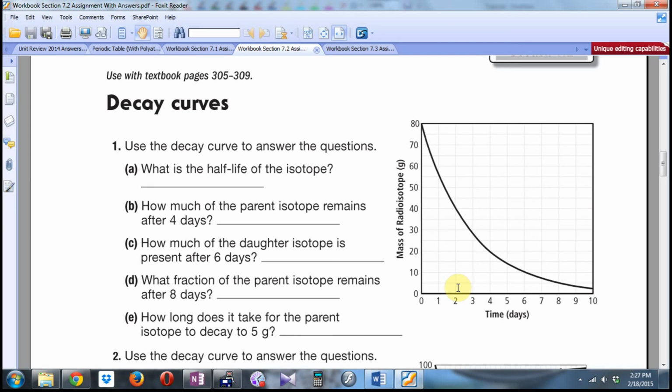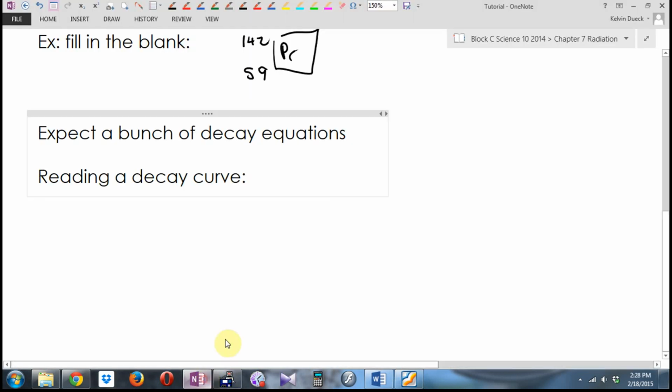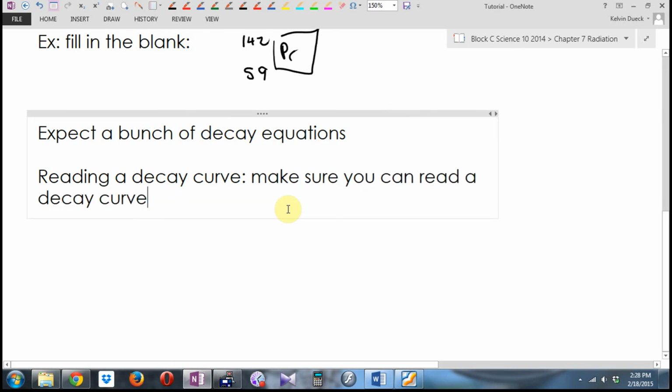And once I have that, I can continue to use the graph if I want to, or I can go loopy. I mean, either or is now an option. Okay? So, make sure you can read a decay curve.